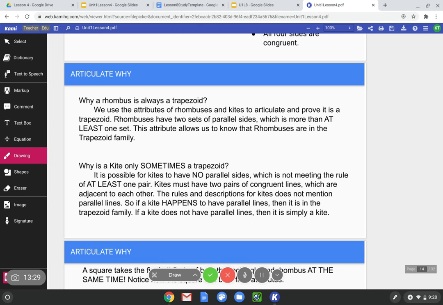So it's kind of like the rule for quadrilateral. It's very vague. The description for a kite is vague. The only rule for a kite is that it has 4 sides and 2 pairs of congruent lines that are adjacent. So 2 pairs of lines that are equal in length and next to each other. It doesn't say anything about parallel lines. So if a kite happens to have parallel lines, then it is in the trapezoid family. If a kite does not have parallel lines, then it's simply a kite.